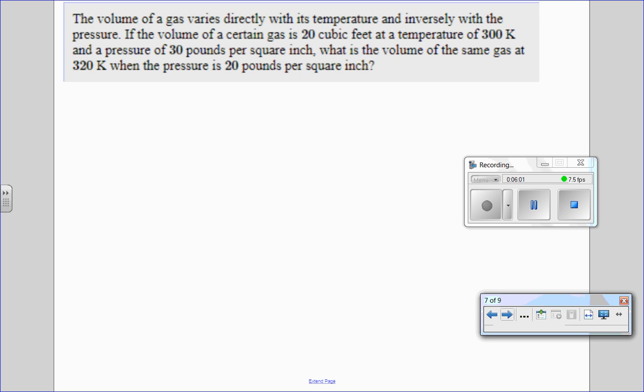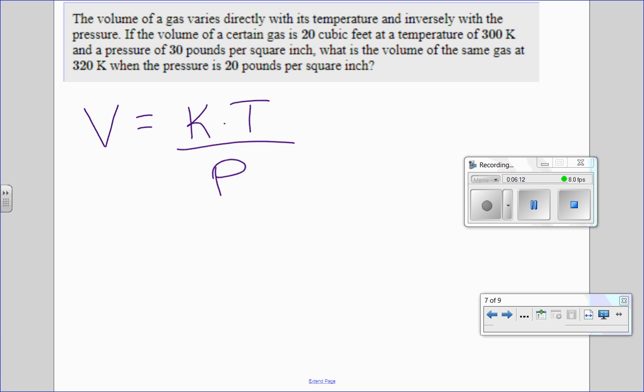All right, another one with the Kelvin. I get a lot of people asking about these word problems. The volume of a gas varies directly with temperature and inversely with pressure. If it's directly, you put it in the numerator. If it's inversely, you put it in the denominator. The volume of a gas is 20 at a temperature of 300 Kelvin and a pressure of 30.